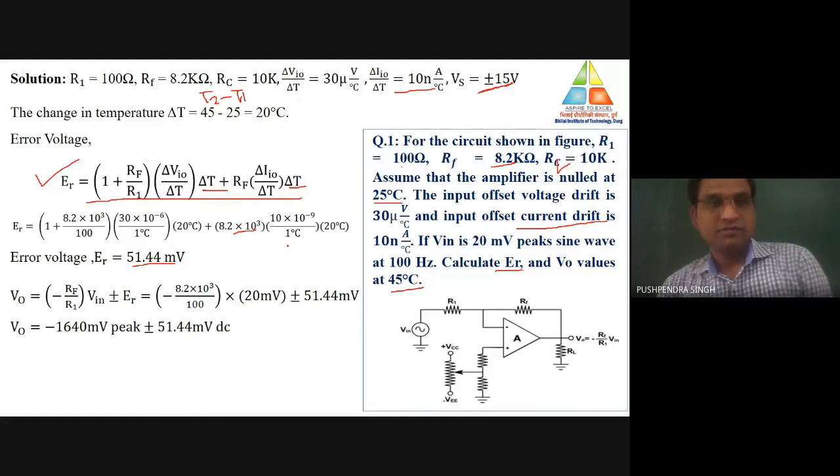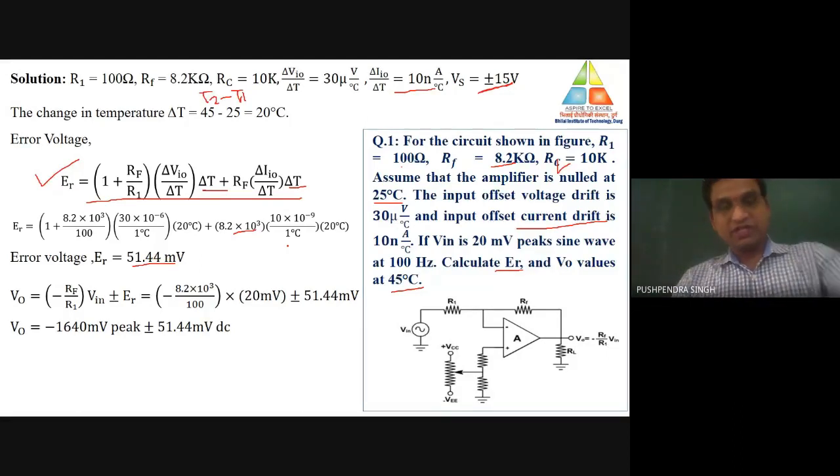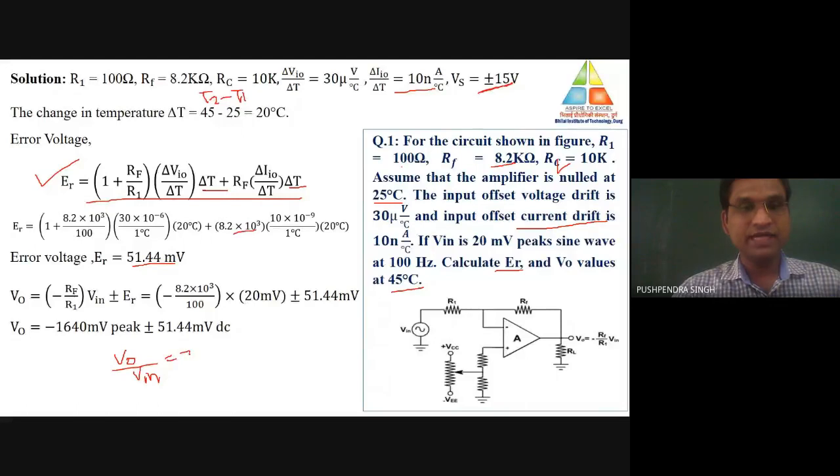So by this we are in a condition to calculate the value of output voltage. Now what is output voltage? Output voltage is nothing but actual output voltage plus minus error voltage. This is the value of output. The actual output voltage is what? The gain of the operational amplifier in case of an inverting amplifier, V0 divided by Vin, is equal to minus RF divided by Rin. This is the value of gain in case of an inverting amplifier.